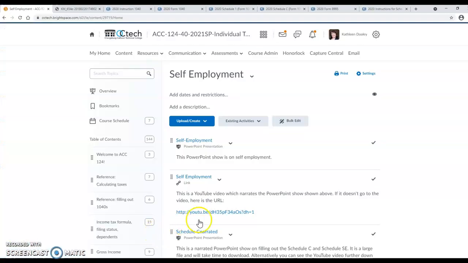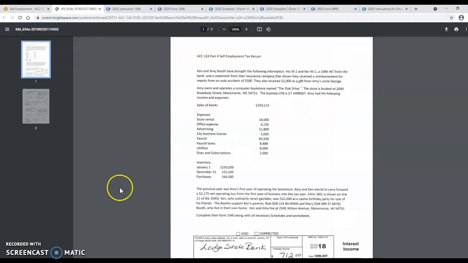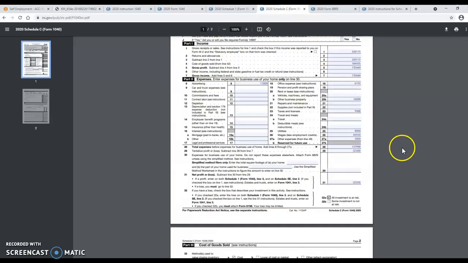Okay, let's take a look at finishing our Ken and Amy Booth problem. We were on the Schedule C. We had put in all the sales, the cost of goods sold, and various other things. So we have very little to finish up here, and then put the tax return together. Okay, so we had put in all the expenses.